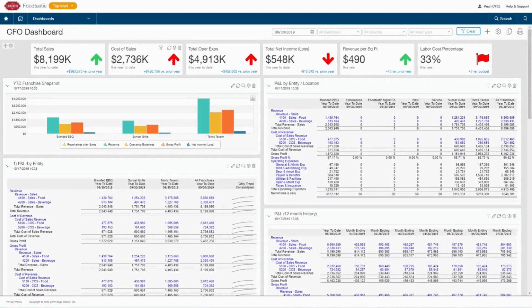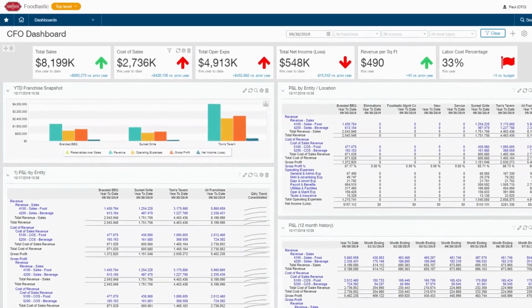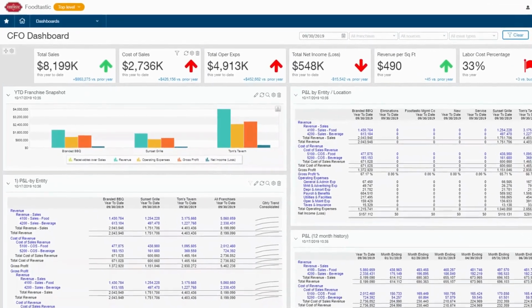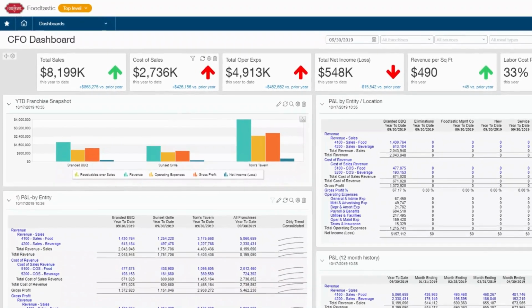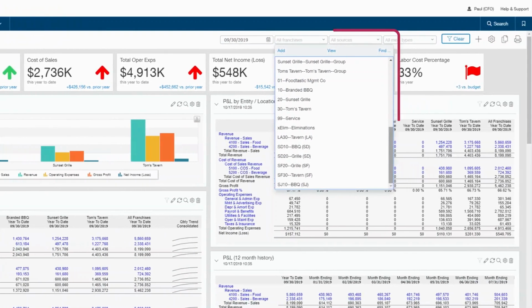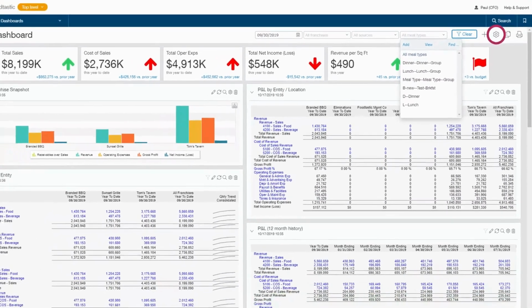We start with a built-in role-based dashboard that instantly captures financial and operational information for the organization. This landing dashboard is a great way to start the day informed of the state of the business. In this case, we're looking at an organization as a whole from the top level as the CFO. We can click into filters that let us focus on a franchise, a source, or meal type. We can even add additional parameters depending on what's important for us to track.